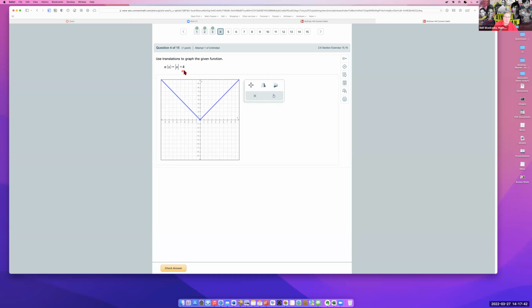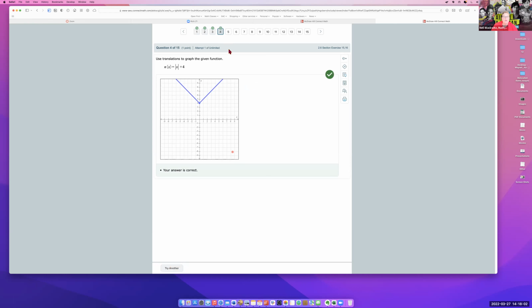If you're adding 4, you go up 4. If you subtract 3, you go down 3. So this is asking us to go up 4. I'm going to use this tool that's called the translation tool and just grab the bottom and go up 4 units and check my answer. Yay.